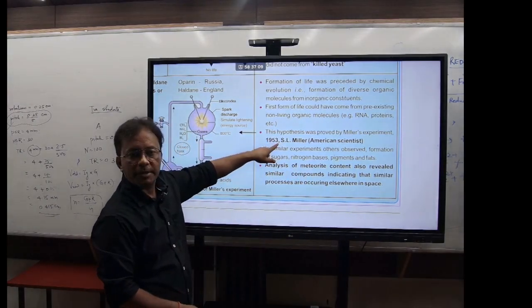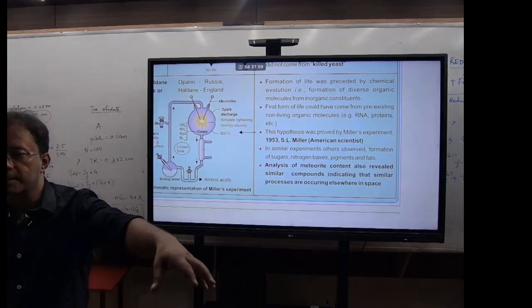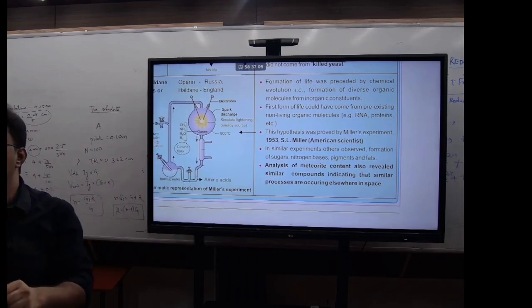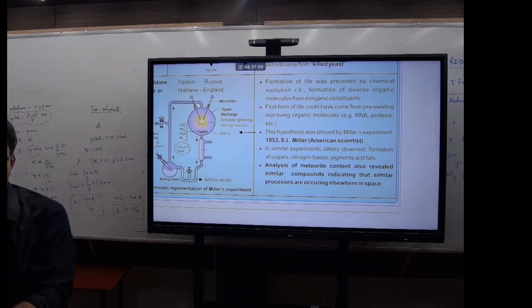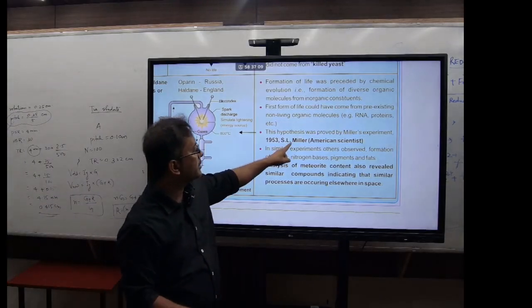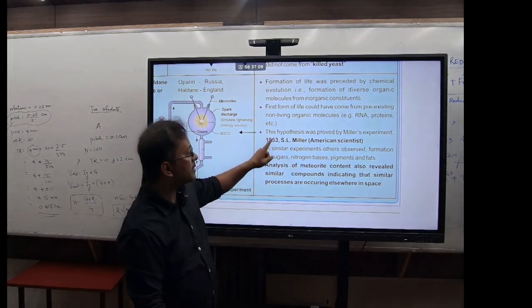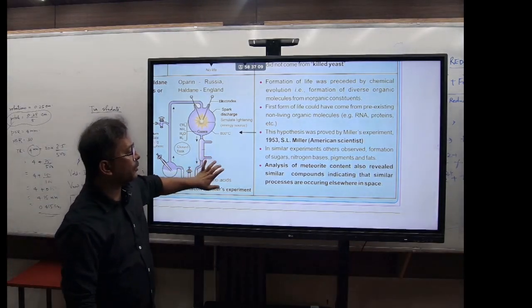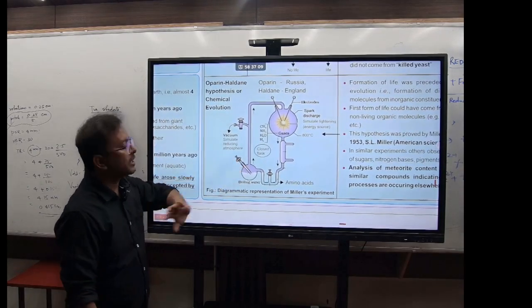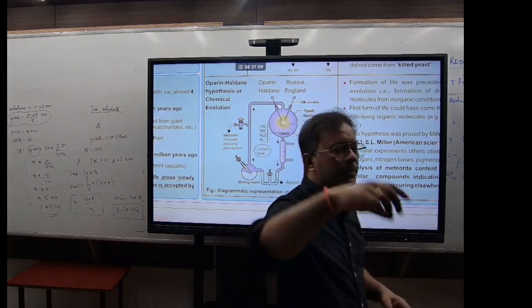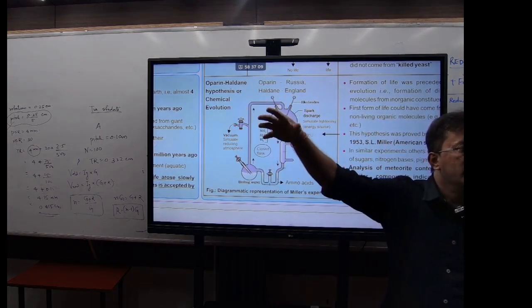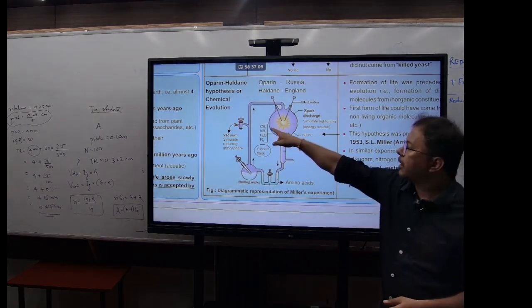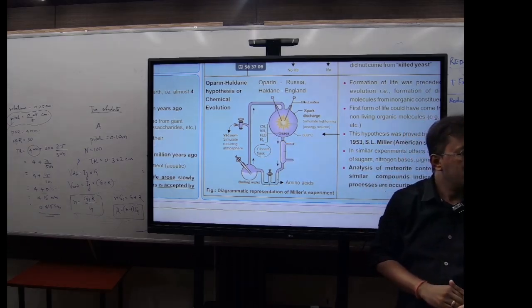And this hypothesis, I mean, this is just a hypothesis. A hypothesis is an idea. And a hypothesis will become a theory when it is experimentally proved. And that was proved by scientist S.L. Miller. In which year, guys? 1953. What he did, he performed an experiment using the same inorganic content present on the, let's say, the initial earth. Like what he used, he used methane, ammonia, water vapor and hydrogen.